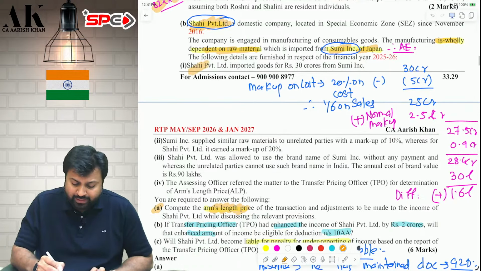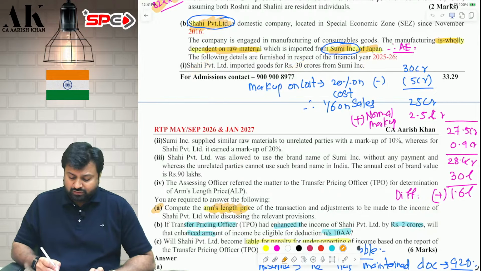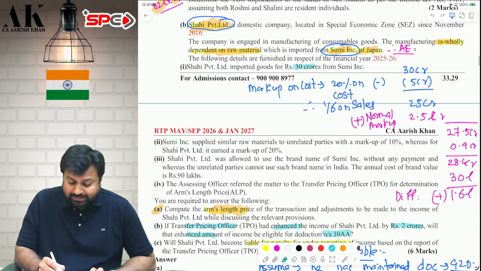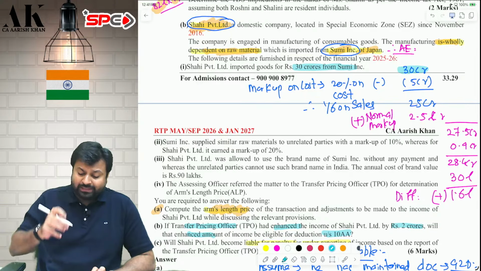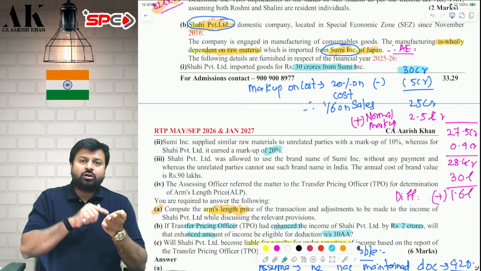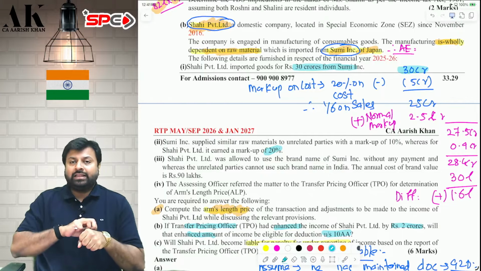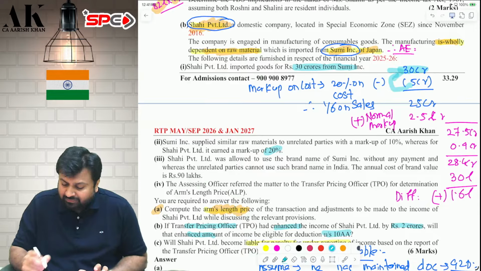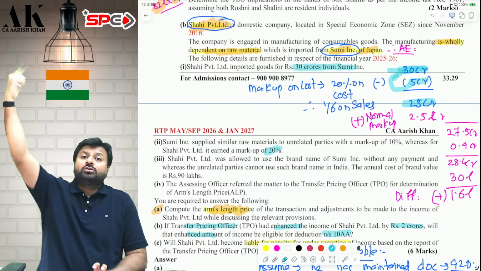Now, Shahi is importing goods of 30 crore. We need to find out the arm's length price of this. There is some mathematical game which we need to understand over here. You are purchasing goods of 30 crore from Sumi. This is the price you are paying to Sumi, your purchase price. On that, Sumi is charging 20% markup to you. Markup is always on cost. So 20% on cost is 1/5 on cost. But 30 crore is not cost for you, it is sale for Sumi. So it will be 1/6 on sale. Therefore, I have to remove 1/6 profit from here. 30 crore, 1/6 will come to 5 crore. Therefore, the effective cost for Sumi will be 25 crore.